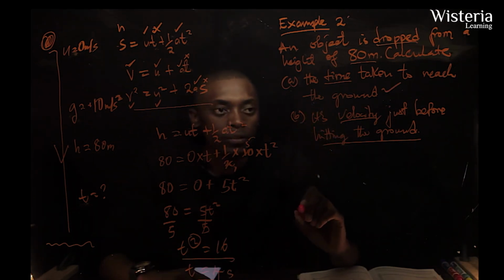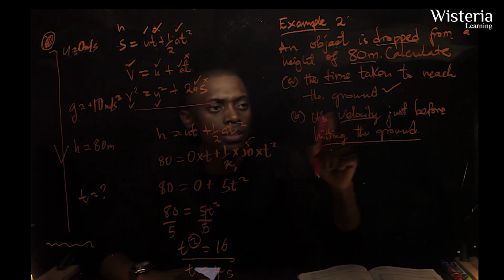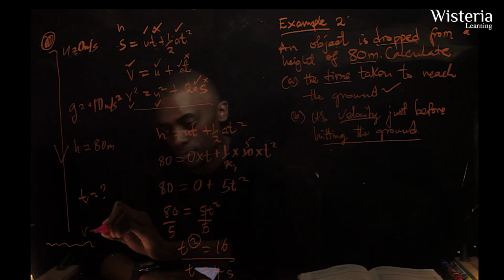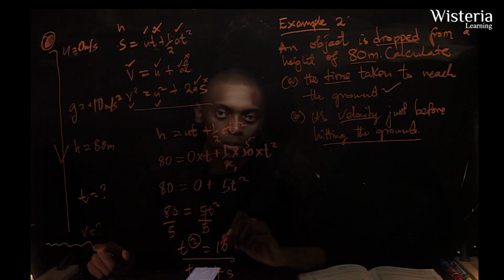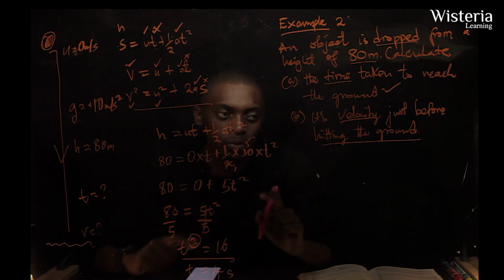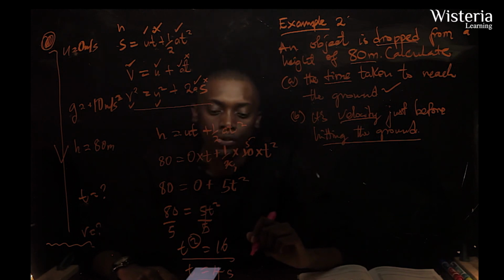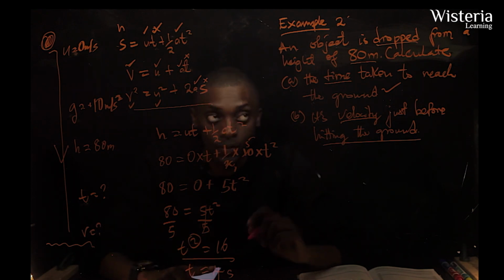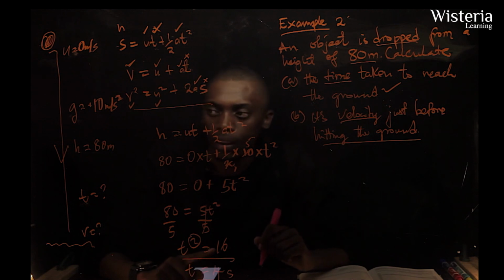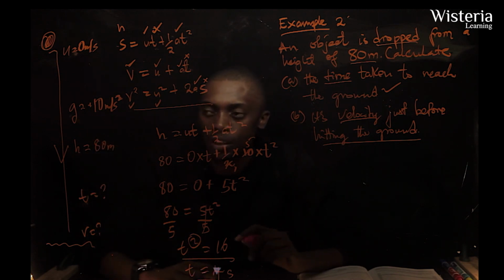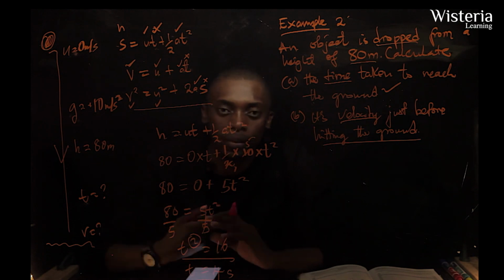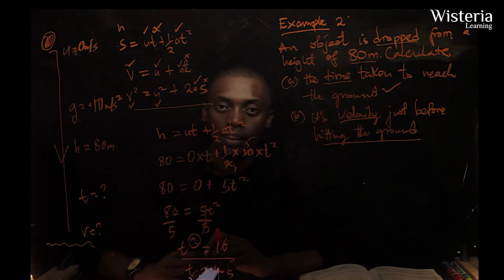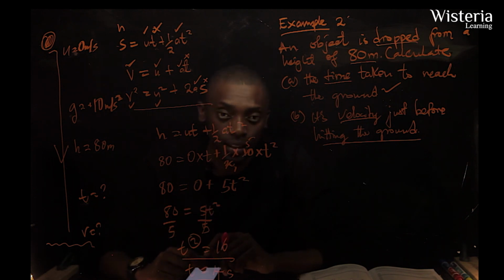We go to B and we solve for the last one. In this case, we want to find the velocity before hitting the ground. So just before the object touches the ground, what was its velocity? We can do this in two ways. The fact that we said that if an object is falling through the air and the acceleration due to gravity is the only force acting on it, and we ignore air resistance like in this case, then every second it will gain a speed of 10 meters per second.